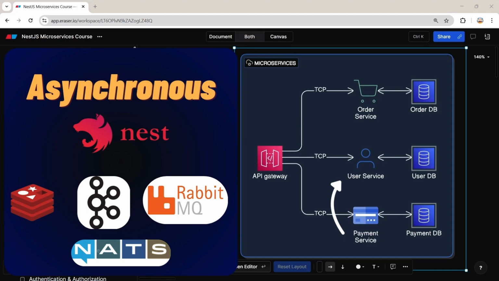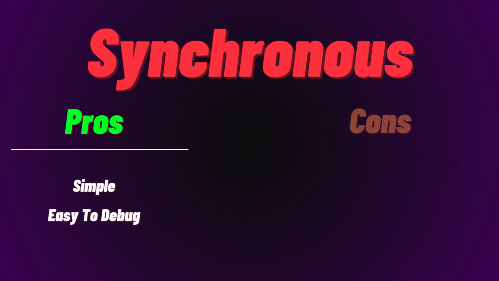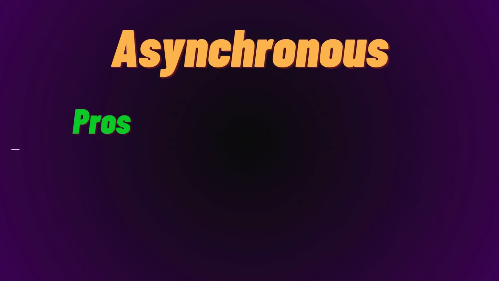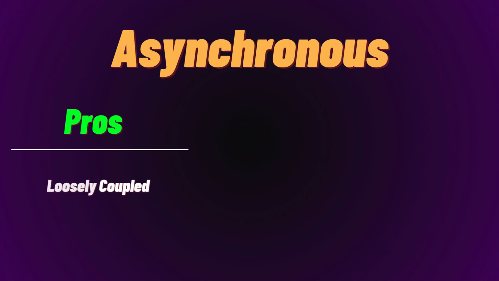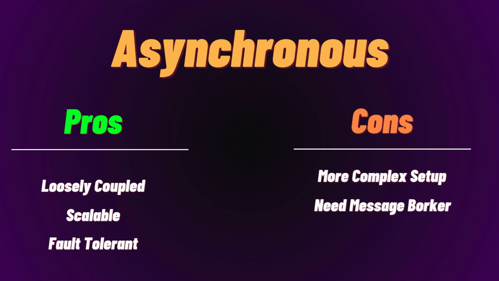So now let's take a look at the pros and cons of each of these communication styles. The advantage of synchronous communication is that it is simple and easy to debug, but services in this type of communication are tightly coupled and we can have potential bottlenecks. The pros of asynchronous communication are that the services are loosely coupled, scalable, and fault tolerant. On the other hand, the cons of this type of communication are that it requires a more complex setup and needs a message broker. So when to use what?